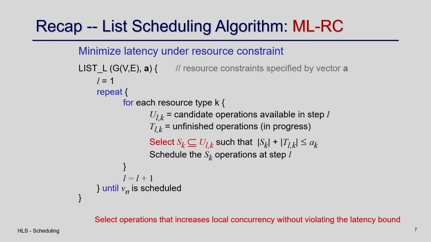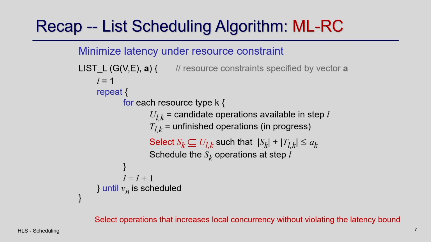Now, I am going to think about how I can develop both list scheduling algorithms, MLRC and MRLC: minimization of latency under resource constraint and minimization of resource under latency constraint. Let us now take the recap for the list scheduling algorithm for MLRC. Here the problem is that you are given the resource bound for each type of resource and the sequence graph, and I am going to schedule the operations.